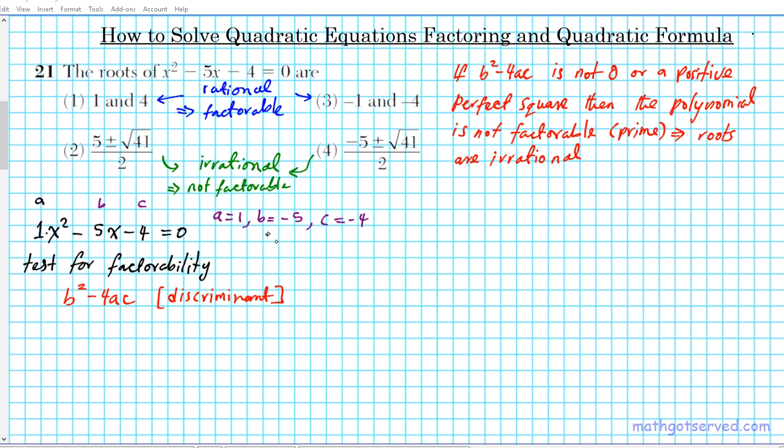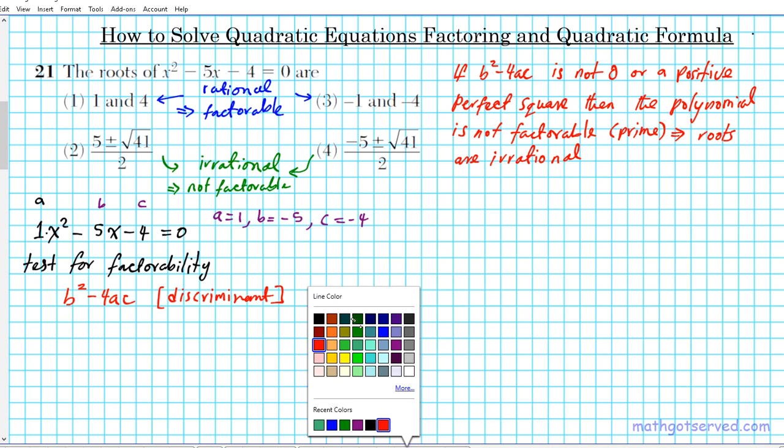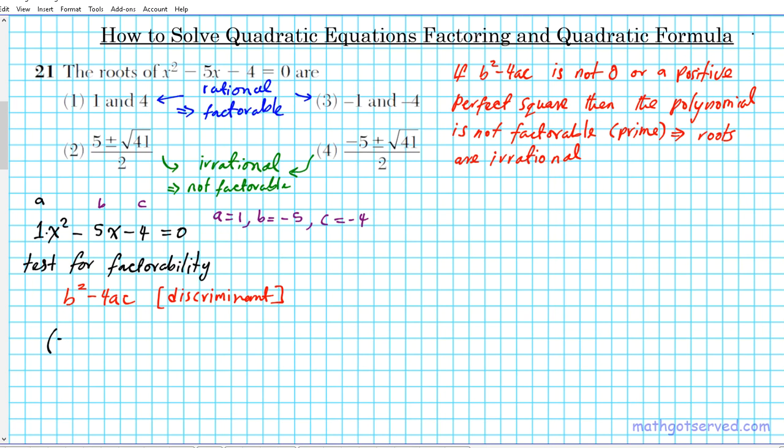So in this particular problem, we know what a, b, and c are. So let's compute what b squared minus 4ac is going to be. So b is negative 5. B squared minus 4, a is 1, c is negative 4. Alright, so now we're going to use PEMDAS, Please Excuse My Dear Aunt Sally, to simplify this expression.